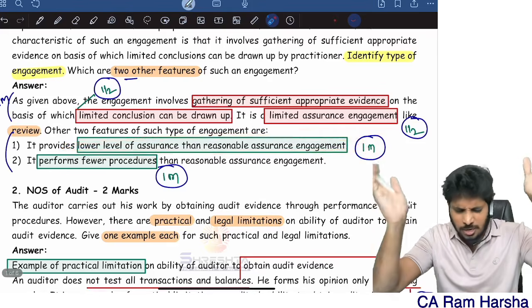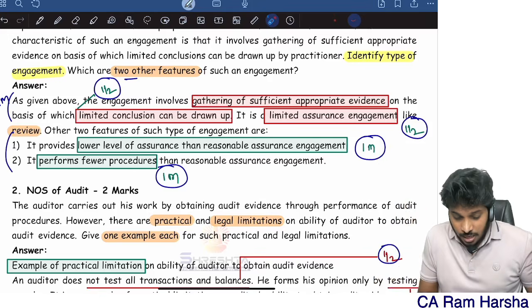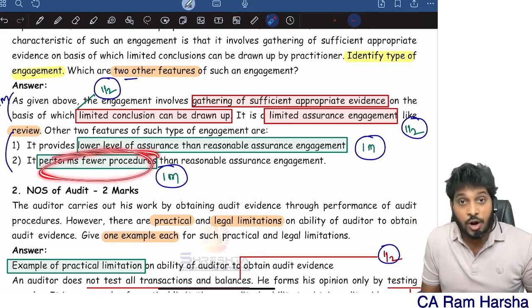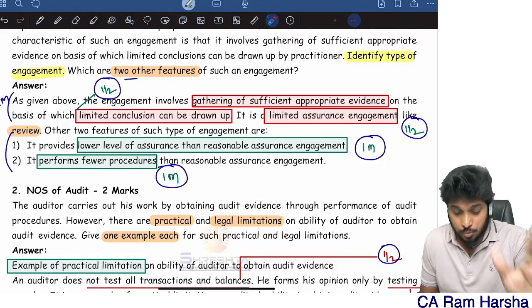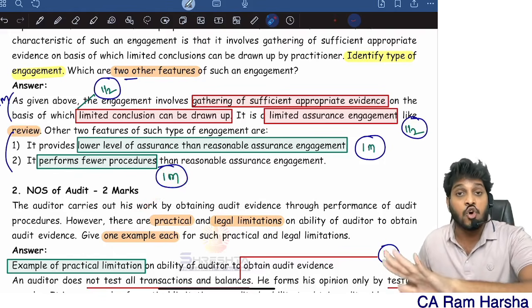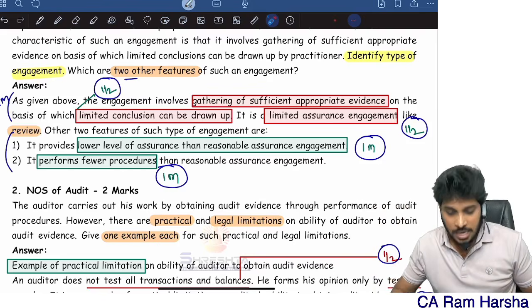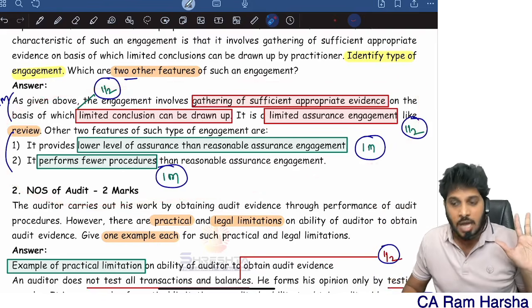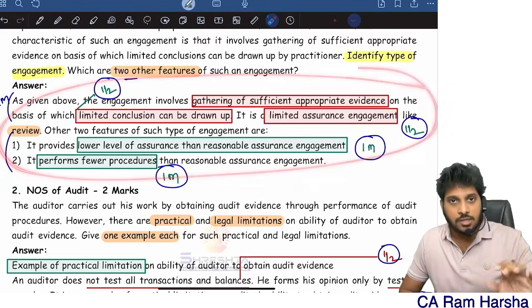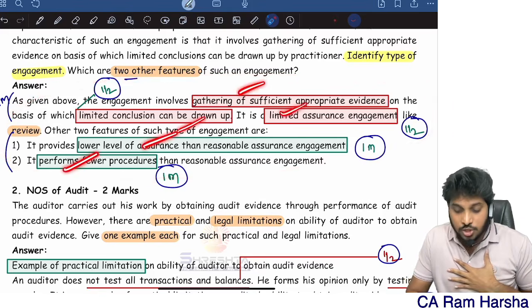You might have written some 2-3 other points. Performs fewer procedures. You didn't write this point. You didn't mention this point. 1 mark you will not get. That's it. No matter even if you write a full page. See, this is a hardly 4 lines answer. Only if you write these lines, you will get marks. Especially these wordings must be there.